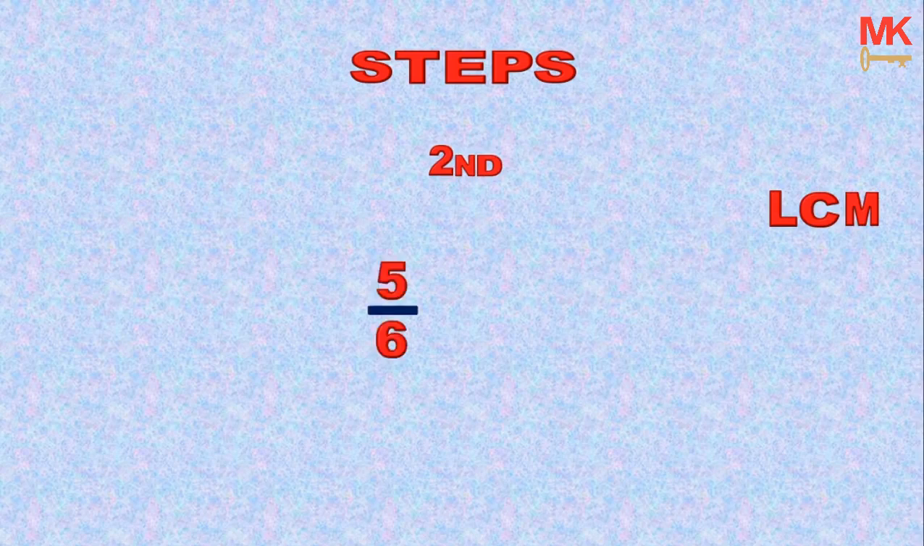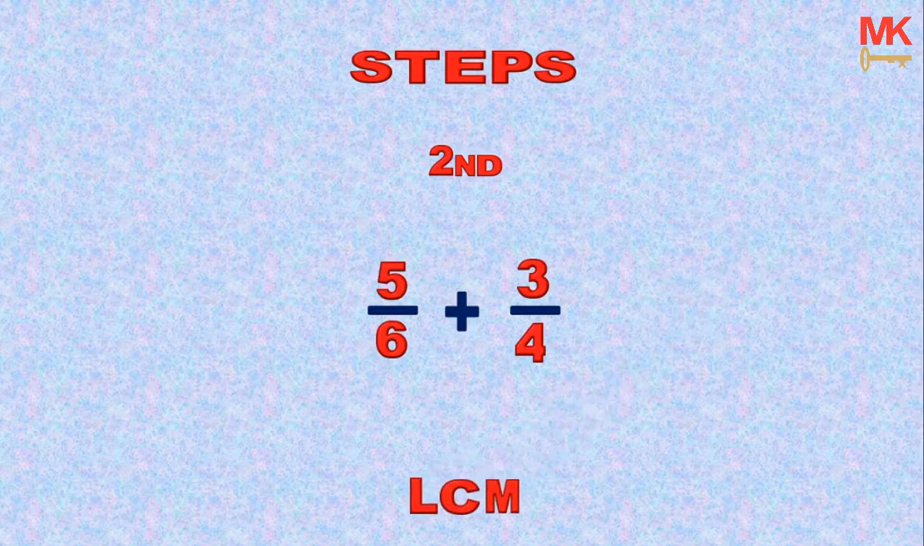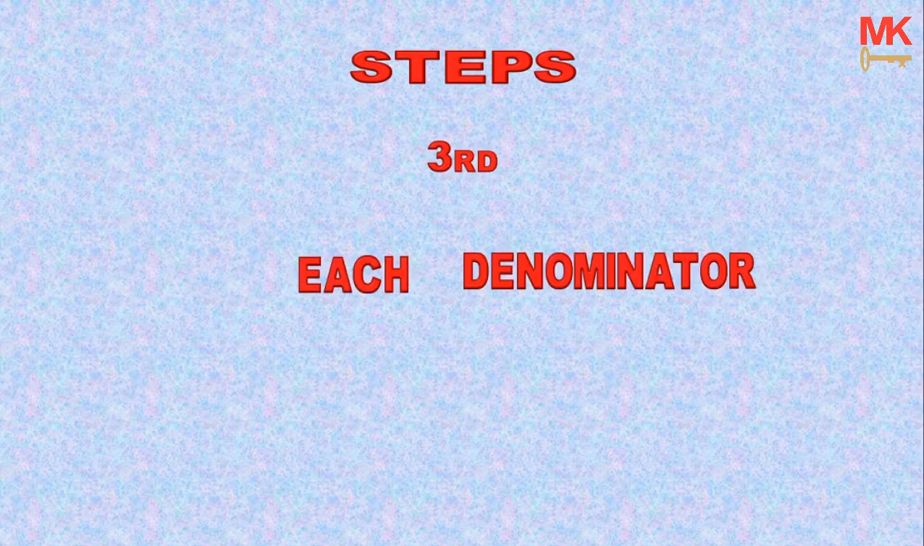The second step is to find the LCM of the denominators. Let's say, for example, we are given the fraction 5 out of 6 plus 3 out of 4. In this case, we'll first of all find the LCM of the denominators 6 and 4. And the third step, which is the last step, is to make sure that each denominator goes into the LCM that has been obtained.